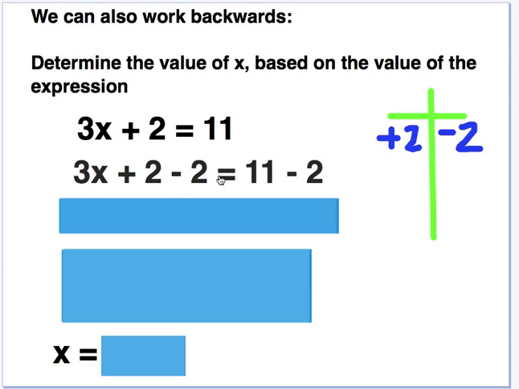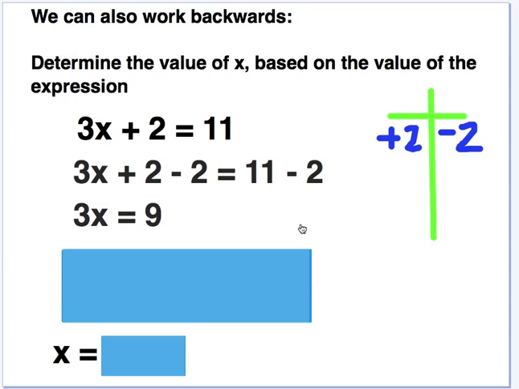I can't introduce a minus 2 on one side without doing it to the other side. This is the balanced equation. We're going to talk a lot more about this in class. But this is a balanced equation. So if I introduce a minus 2 on one side, I have to introduce it on the other side. And so you're going to have 3x is equal to 9. And why do we have that? Well, 2 minus 2 is 0, and 11 minus 2 is 9.